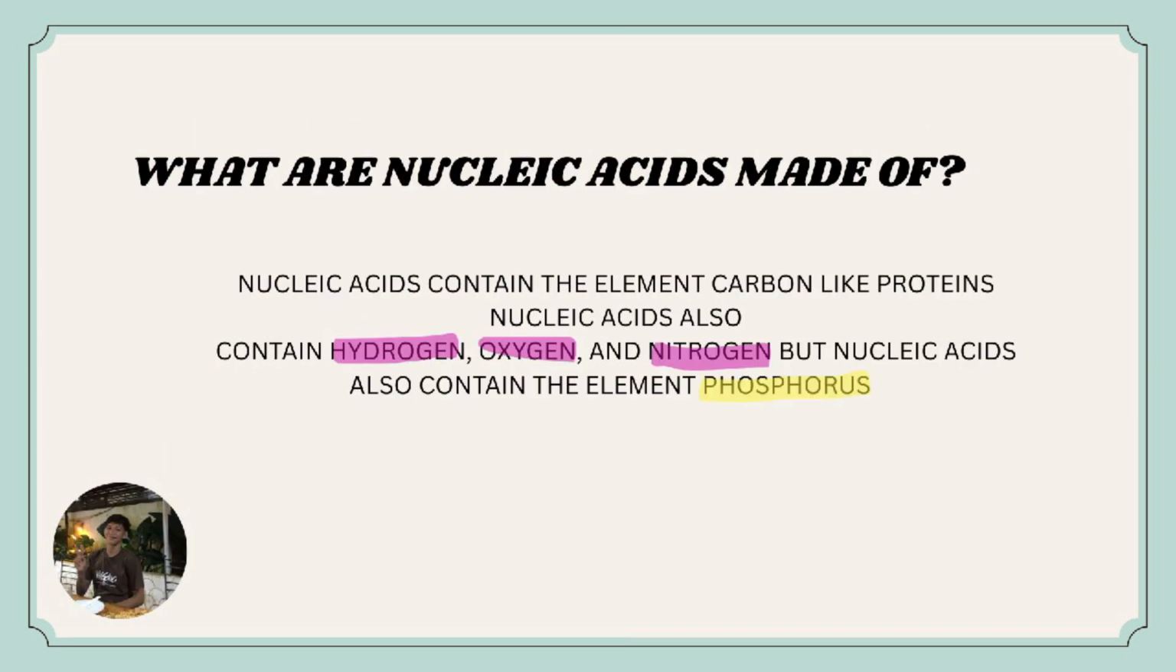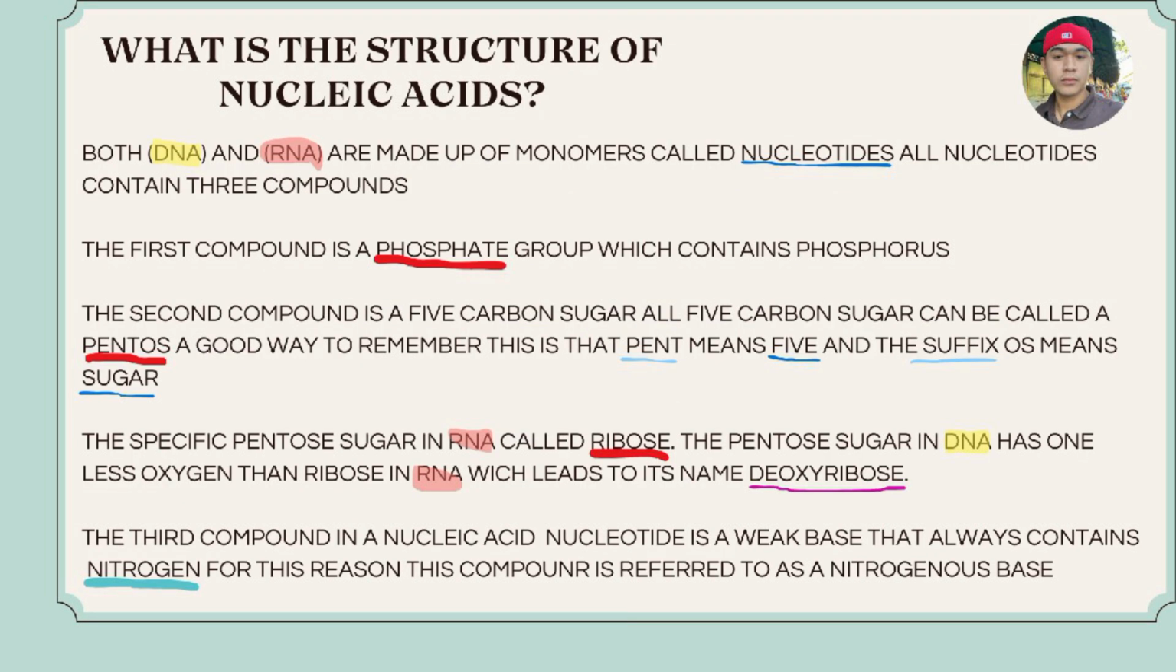What are nucleic acids made of? Nucleic acids contain the element carbon, like proteins. Nucleic acids also contain hydrogen, oxygen, and nitrogen, but they also contain the element phosphorus. What is the structure of nucleic acid? Both DNA and RNA are made up of monomers called nucleotides. All nucleotides contain 3 compounds.